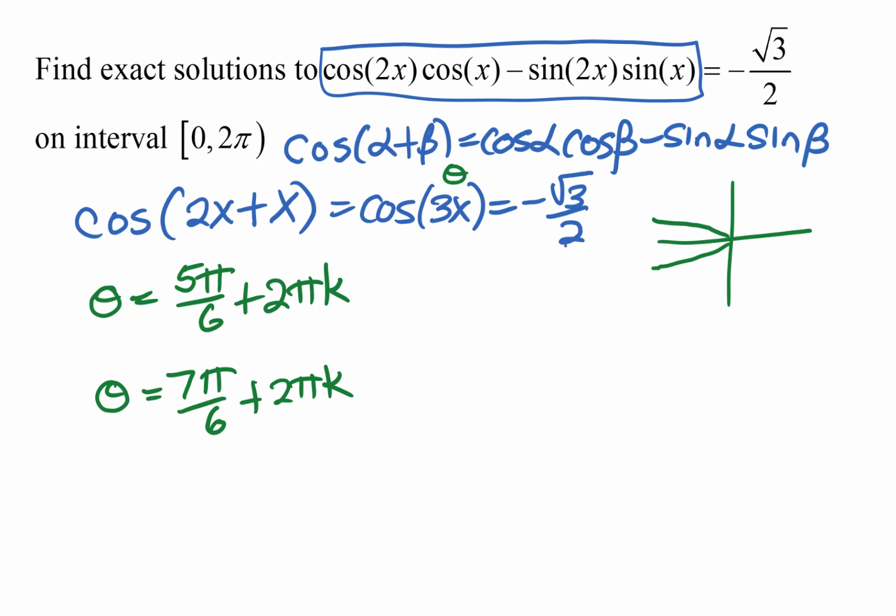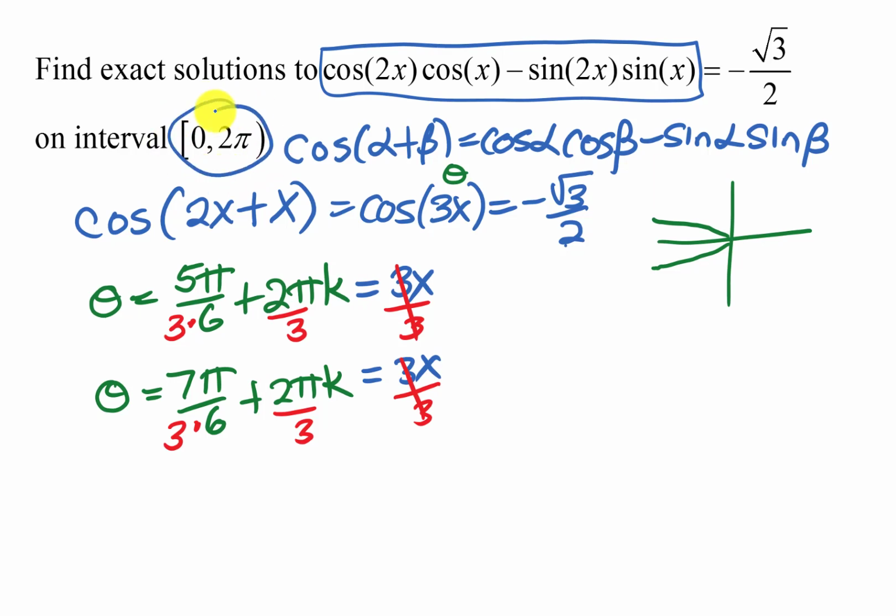But we want to find that in terms of x, and we know that theta is 3x, so we can divide everything by 3. If I divide this by 3 and this by 3, do the same thing down here, divide everything by 3, and we would find our angles. Now, if we want them between 0 and 2 pi, normally there are 2 solutions, but with that 3 in front of the x, there are going to be 3 times that many, so I need 6 solutions.